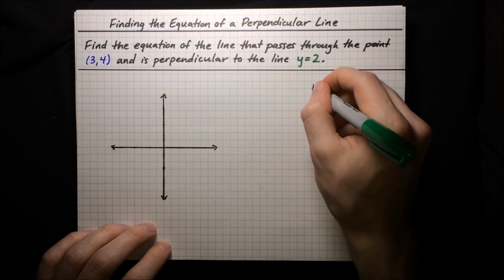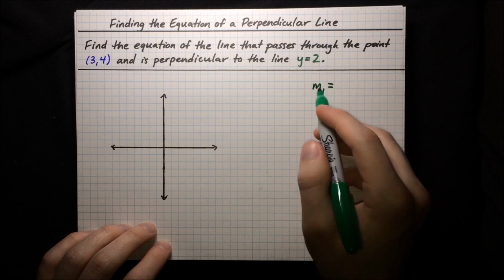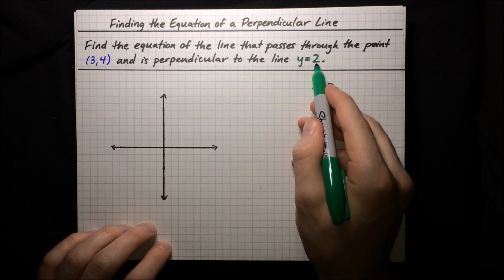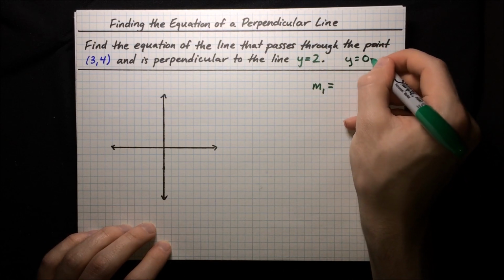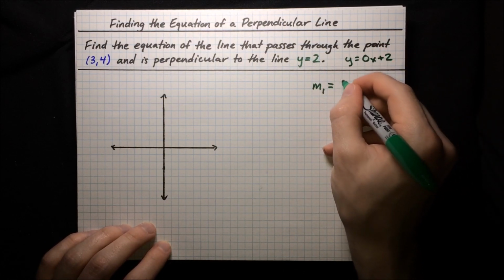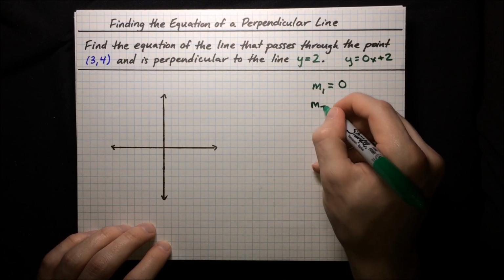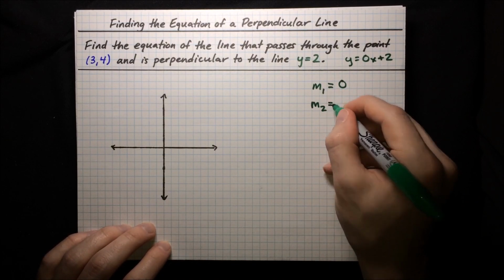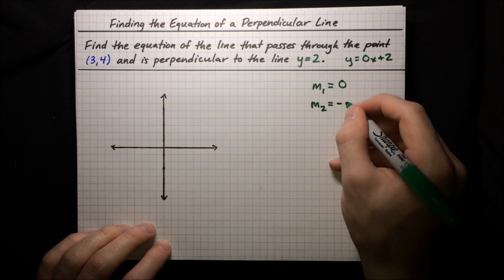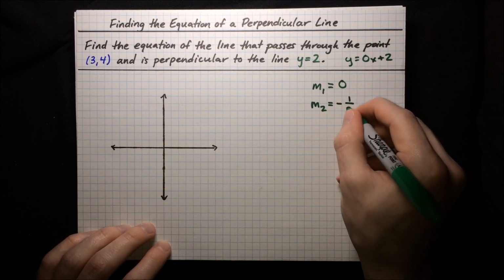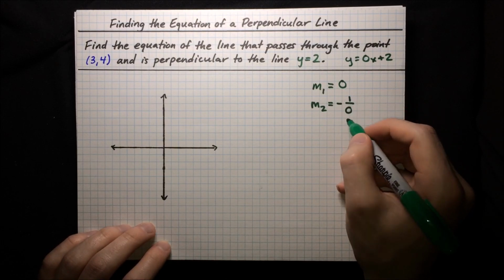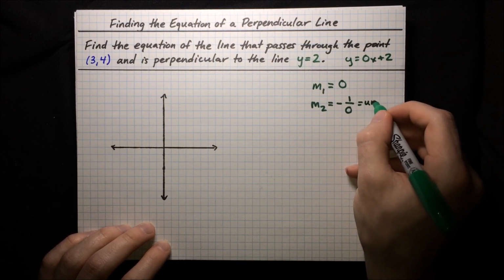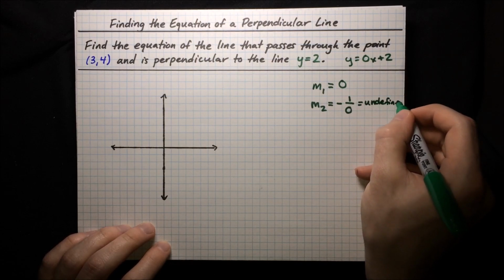So first of all, m1 is equal to the slope of this line. Well, this line has a slope of 0. This is like y equals 0x plus 2. So m1 is 0, and that means m2 is just the negative reciprocal of that, and that is just negative 1/0. But hold on a second. 1/0, that's not defined. So m2 is undefined? What is going on here?